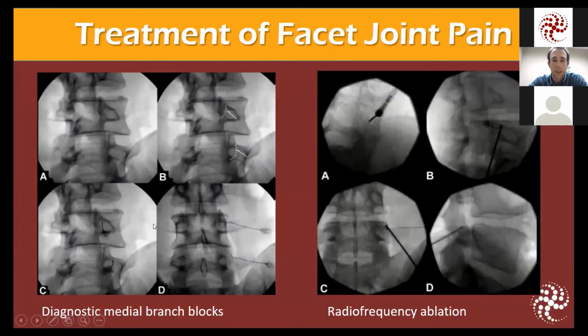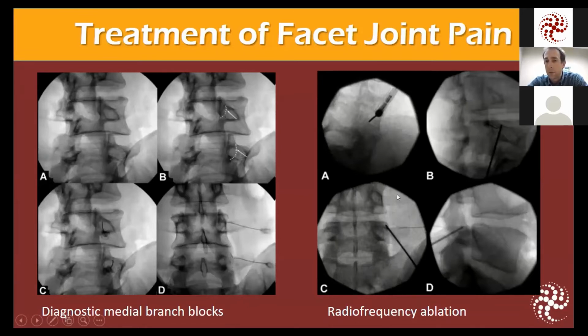Now, unlike discogenic pain, where we don't have a great procedural intervention to get rid of it, we do have a good intervention to stop pain from facet joints, and that's radiofrequency ablation. So if we establish your pain is coming from a facet joint by these diagnostic blocks, you can do this other procedure here on the right, where you put a special type of needle down that heats up and can actually burn those nerves to stop them from transmitting pain from the joints.